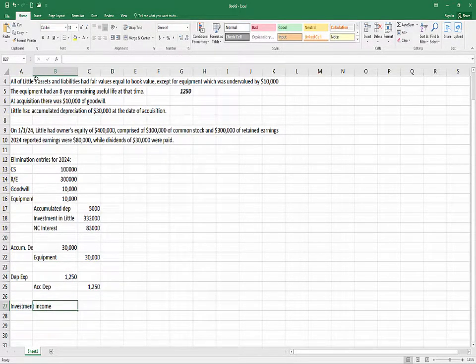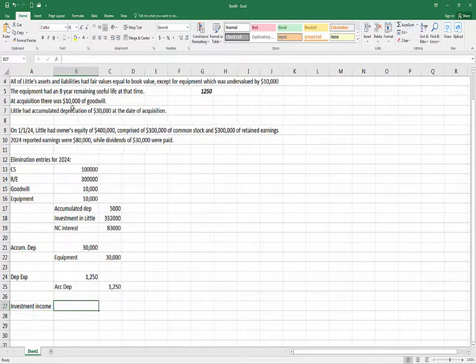Now, this is one where we should be getting fairly adept at doing this. Basically, the parent's investment income is going to be their share, 80%, times the subsidiary's adjusted realized earnings. So we're going to start with reported earnings of 80,000, and then we say, look, because of this amortization, we're adding a $1,250 debit to the income statement. That reduces income by $1,250. So the parent's investment income is going to be their share of the adjusted earnings, or $63,000.